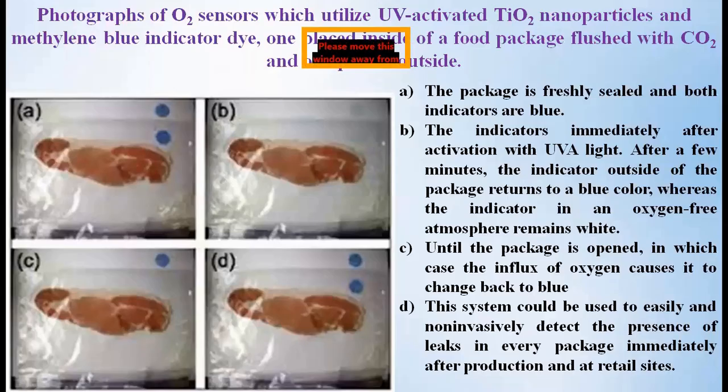So the leakage which we can't detect with our naked eye can be detected with the help of this sensor. There are many examples. This is one of them which I have explained to you.